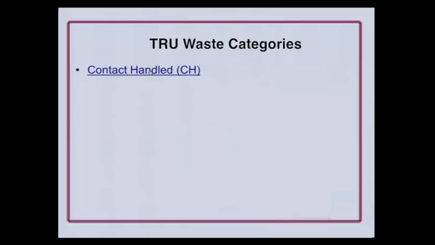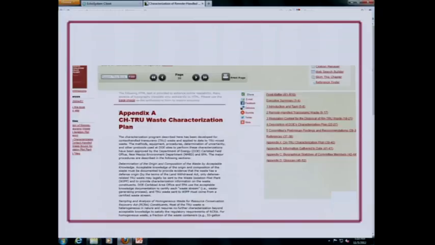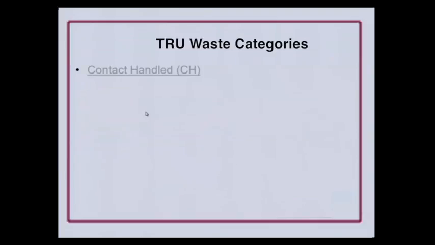Likewise, I've got a document here that talks about it, that will explain to you the CH TRU Waste Characterization Plan and how that works. Whether it's CH or RH, which is the second category, really determines whether and how the waste can be processed for disposal. There are steps of characterization that each of them has to go through. Certain criteria have to be met in order for that waste to be sent to the disposal facility. We're going to talk about the disposal facility in just a second.